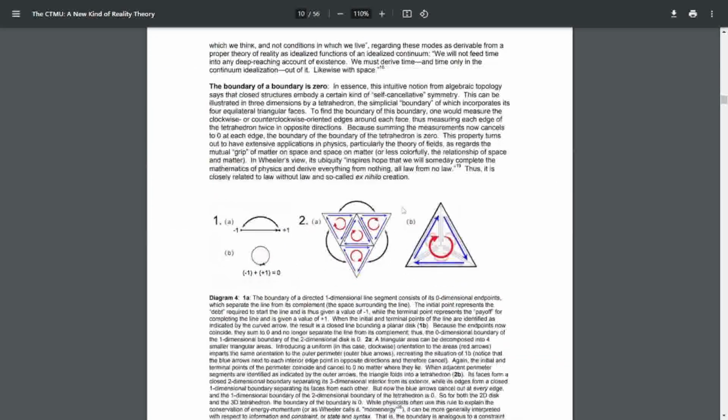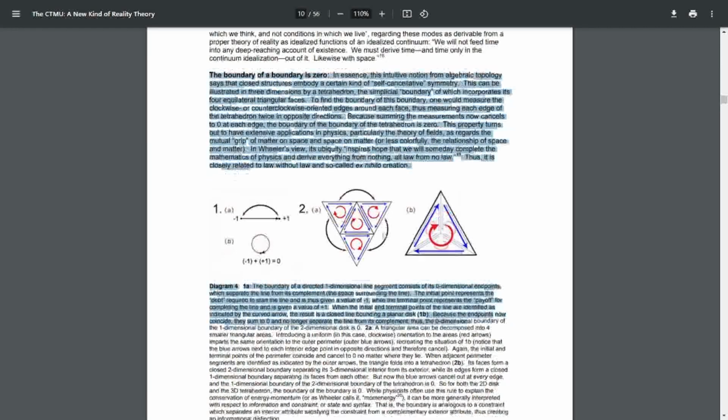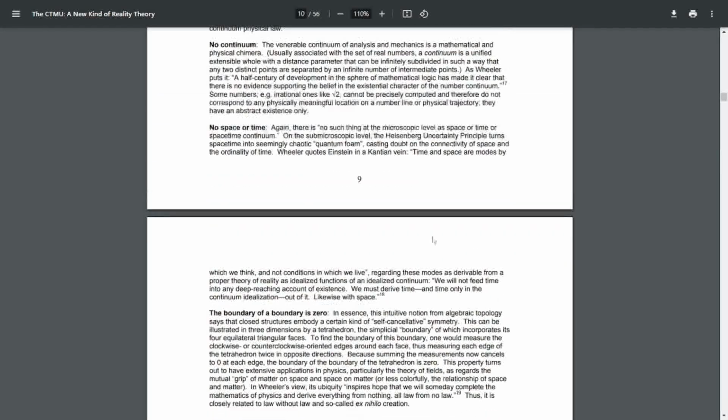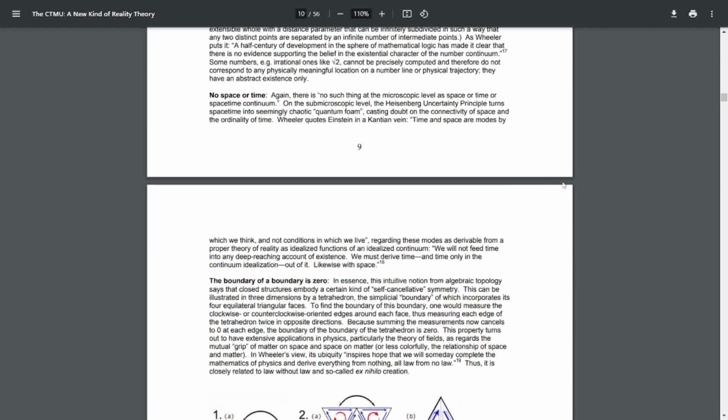Let's go through to the boundary of a boundary is zero. I'll let you guys decide. Do you want to go through the diagram or just through the boundary of a boundary is zero? No, let's go through the diagram. Okay, yeah, I think that's fair. All right, we're almost done with that. We have basically one page.